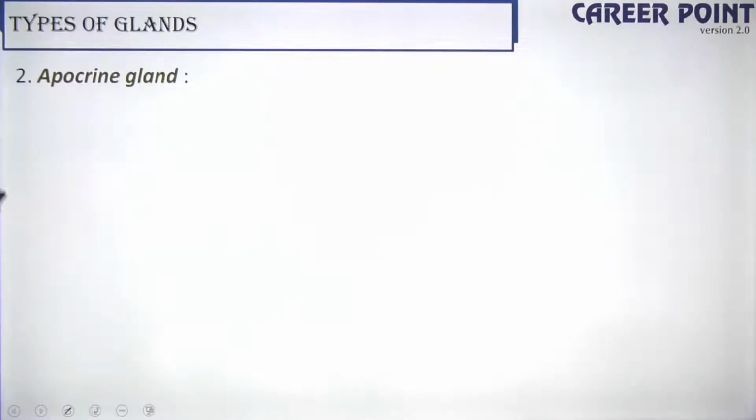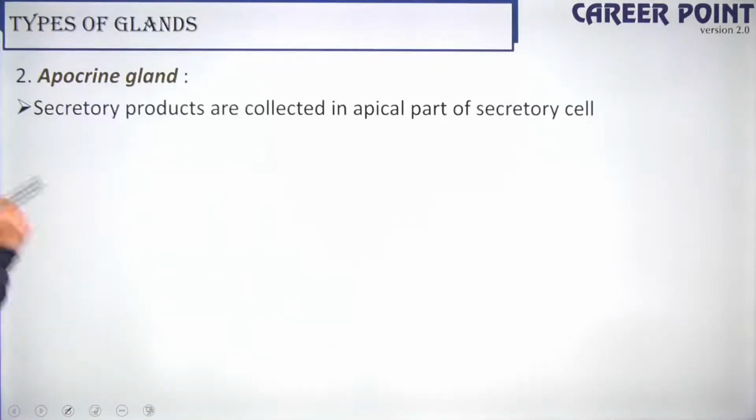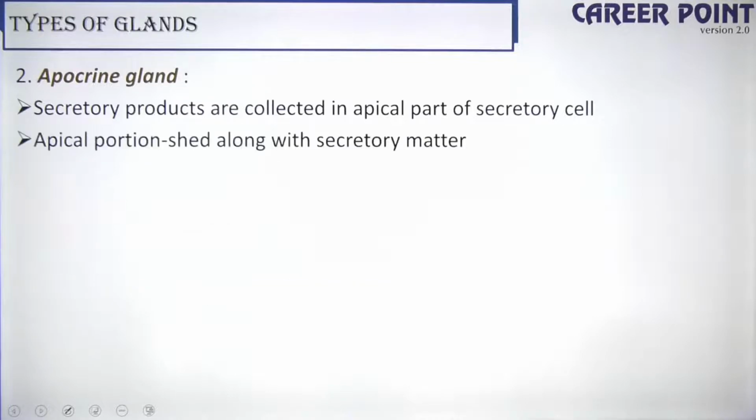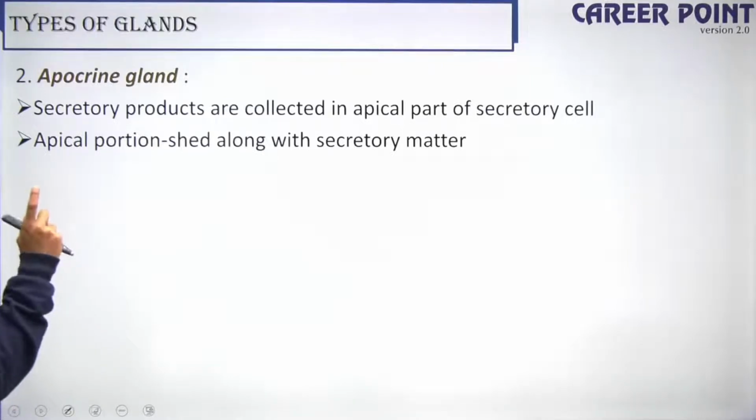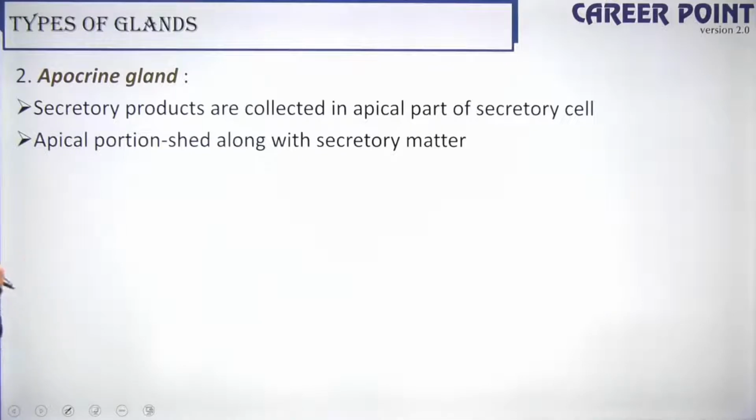The second type is called the apocrine gland, where the secretory products are collected in the apical portion of the secretory cell, which means the top portion of the secretory cell. So the apical portion is shed along with the secretory matter. Along with the secretion, the apical cells also shed. Such a kind of gland is called an apocrine gland.